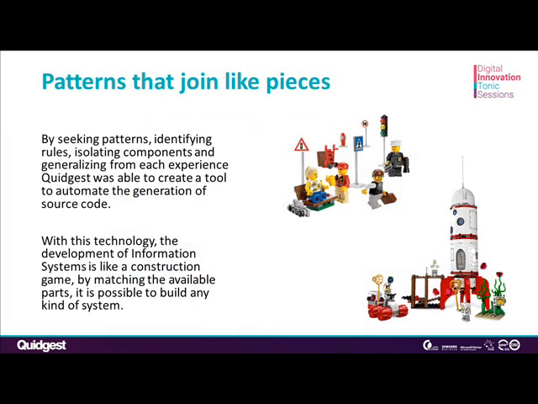And all this, like we said before, is achieved with patterns. We seek patterns, we identify them, we isolate some components, and we create a piece that can be put together with other pieces to create a system. So to develop an information system is, well, I can say the name for publicity, but everyone knows the name of those pieces. It's like playing with them.